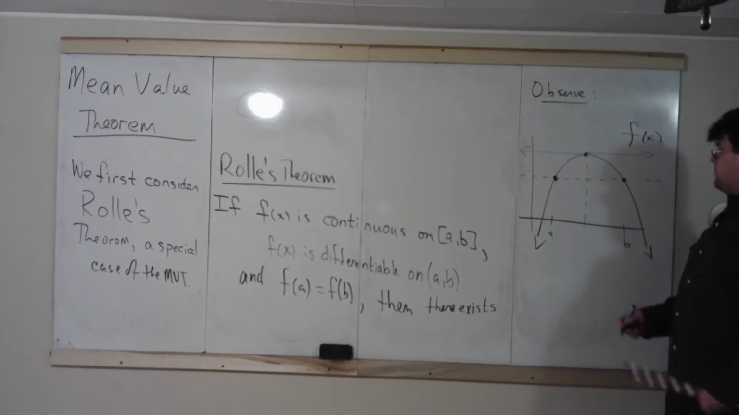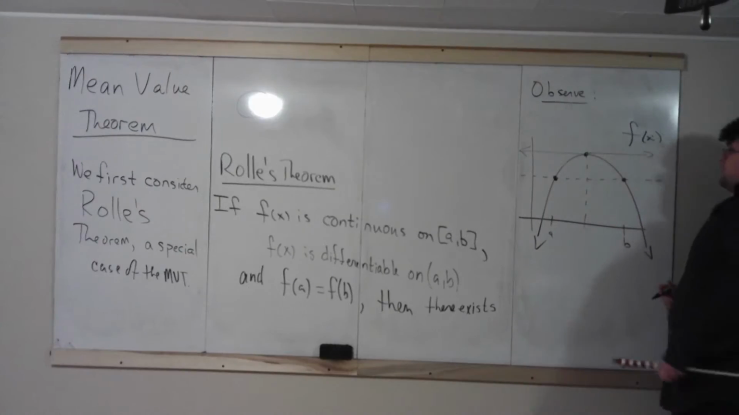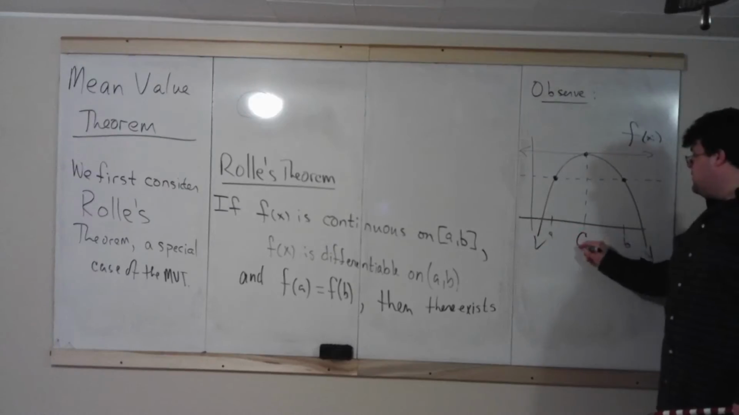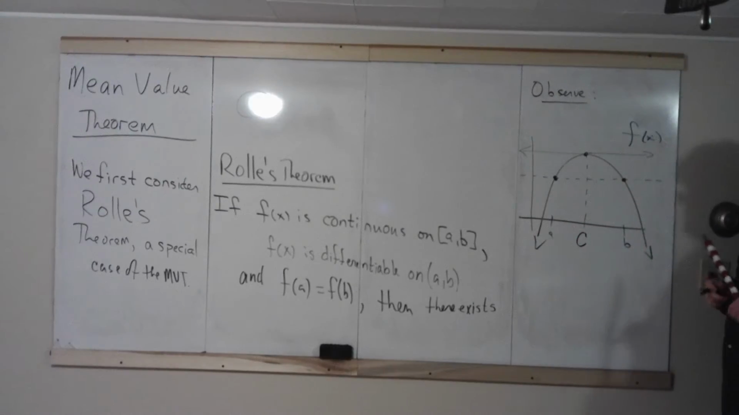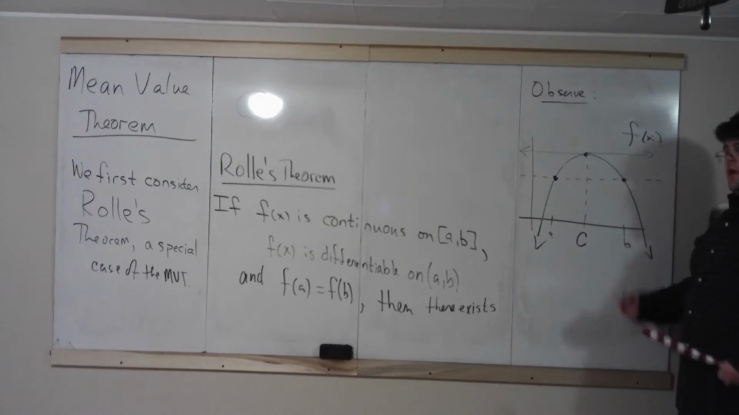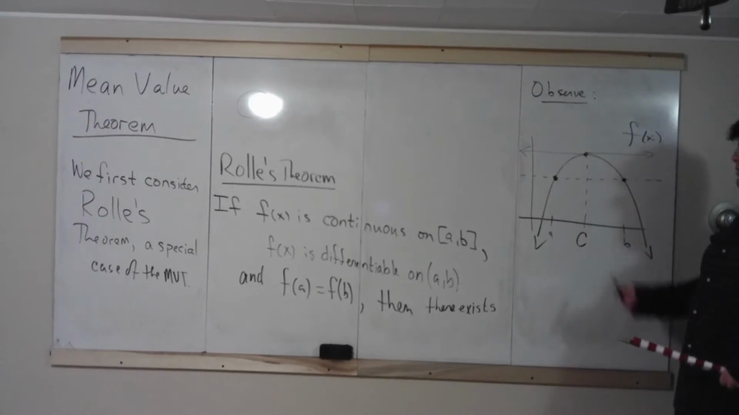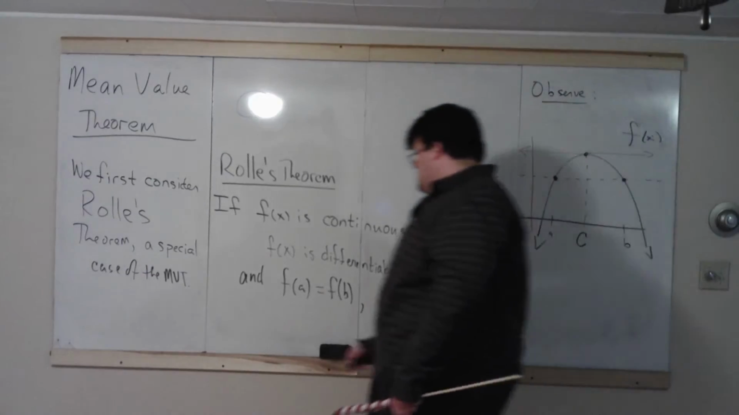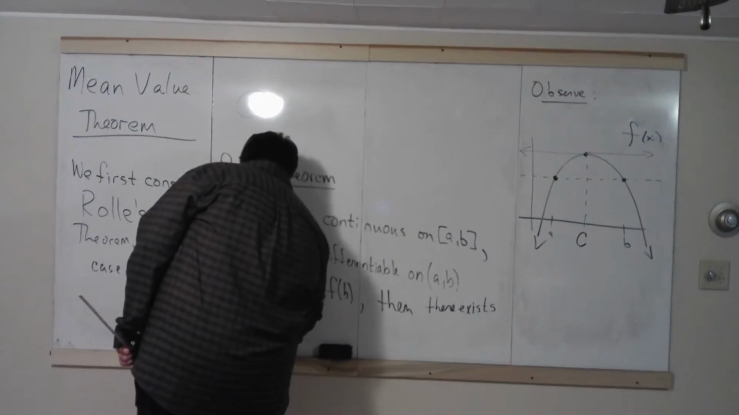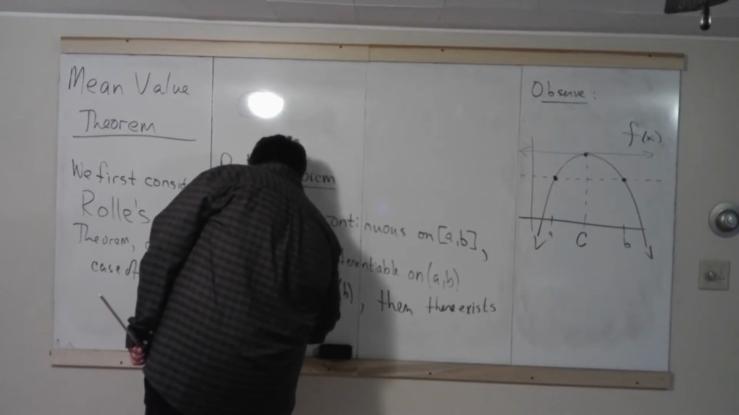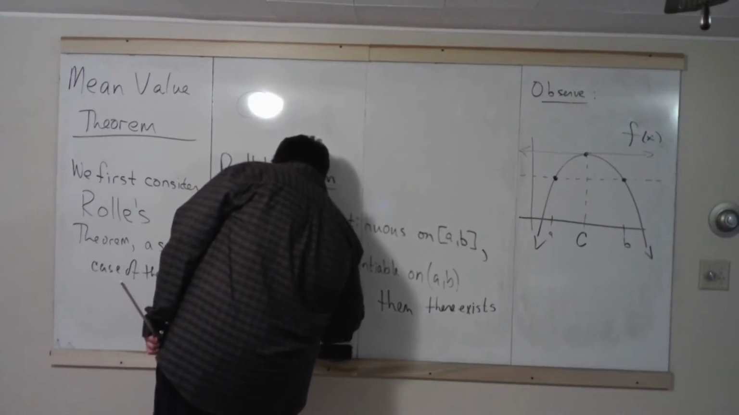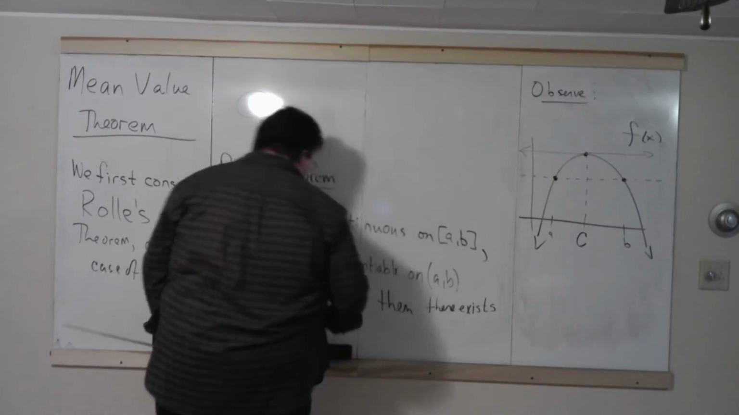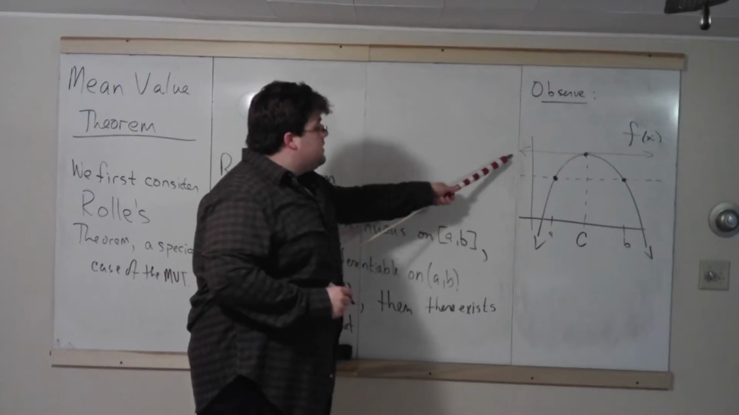This is a value which exists. There exists an x value where this occurs. Let's call this x value c, because that's standard. There is an x value at which our tangent line is parallel to that dotted line. So there exists a c in A to B such that the slope of this line equals the slope of that line.